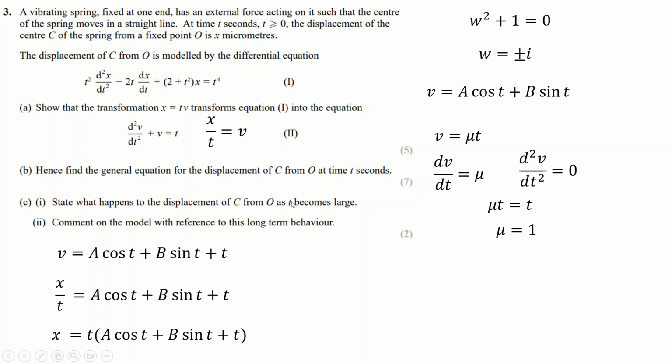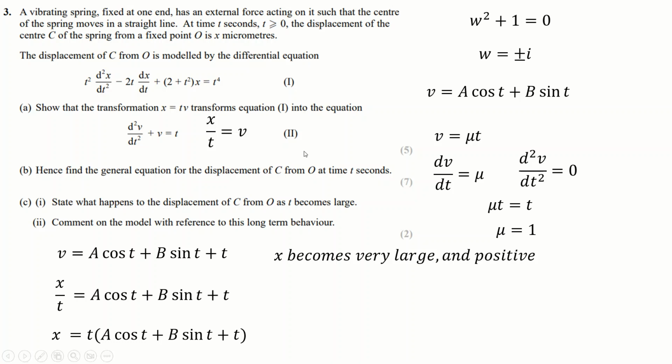State what happens to the displacement as t becomes large. There's only 2 marks here, so we know that there's not any real maths needs to be done here. When t is very large, these two things are just going to wobble around. But even if they both happen to be negative at the same time, when t is large, this counteracts them anyway, and we just get a very large number in this bracket, times another very large number, both of which are positive. So we just get a very large positive number.